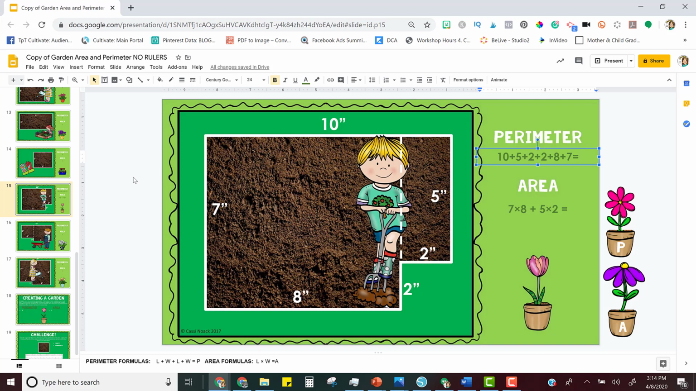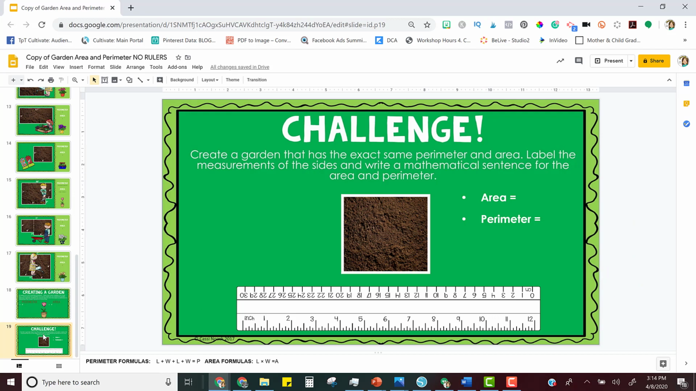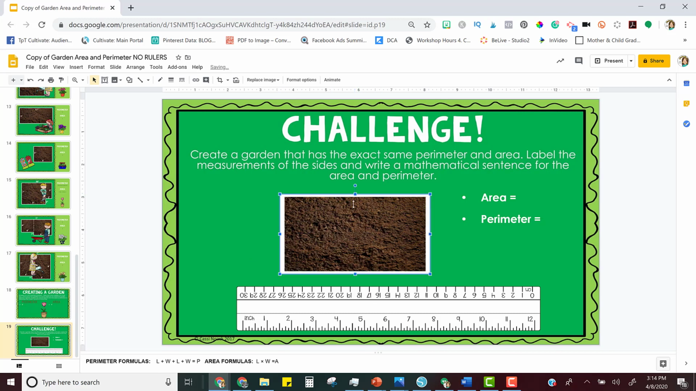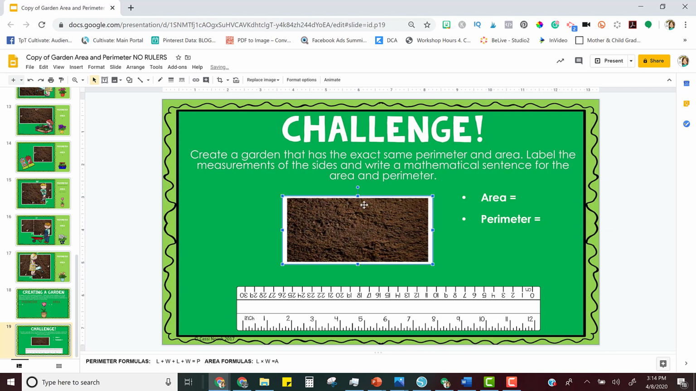All right, I'm going to show you one more thing before I leave you to practice on your own, and that's this challenge slide. So what you're going to do is create a garden that has the same exact perimeter and area. So this garden right here, you can make it longer or wider or change it in whatever way, but you need to do so that the area and the perimeter are the same. And you can use this ruler here to help you check.